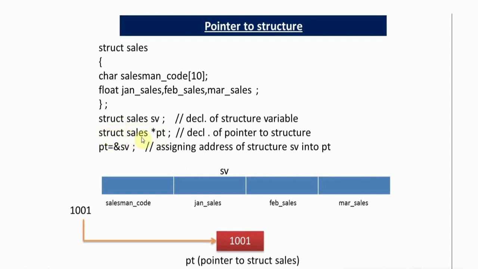As we have learned, structures are user-defined data types. So in the next statement, what I am going to write is pt is equal to &sv. As is evident, in this case, I am storing the address of this structure variable into the pointer variable pt. So in this diagram, you can see I have assumed it to be the pointer variable pt, which is pointer to struct sales, and it has been assigned the address 1001. This address 1001 was assumed to be the address of this structure variable.